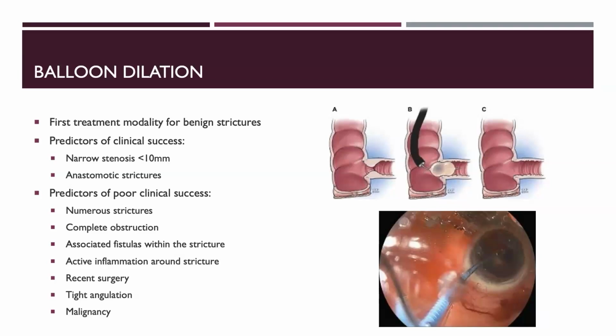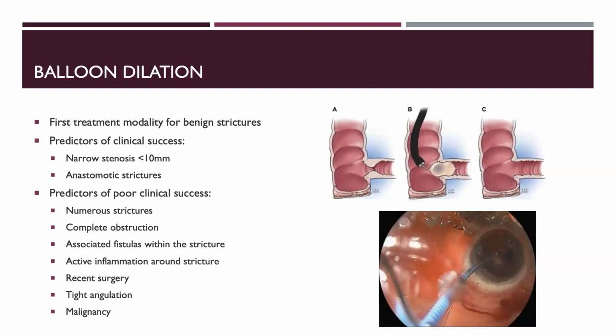There are certain features of poor clinical success, and there's a long list of them, which is why balloon dilations are really only appropriate for certain strictures. So, for example, if you have numerous strictures, like a Crohn's disease patient, there are various lengths of balloons. There are short balloons and long balloons, but even if you use a long balloon, you're not going to really be able to dilate well beyond 3 to 4 or 5 centimeters at most, right?